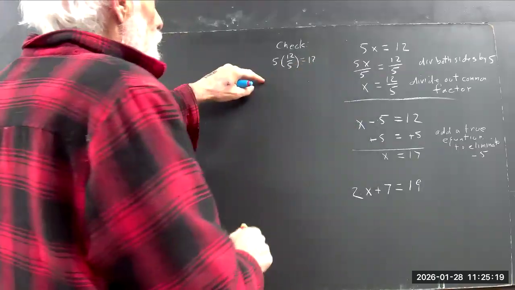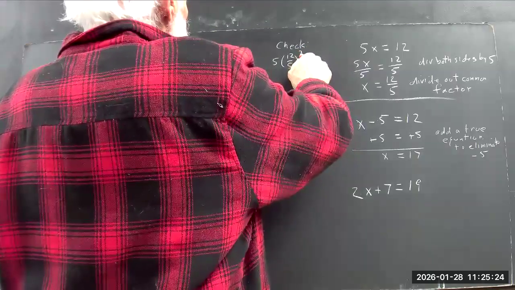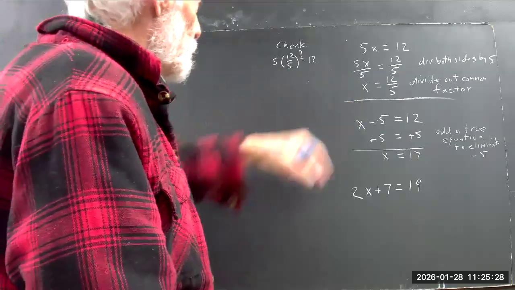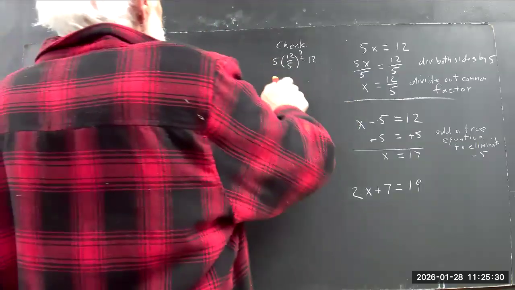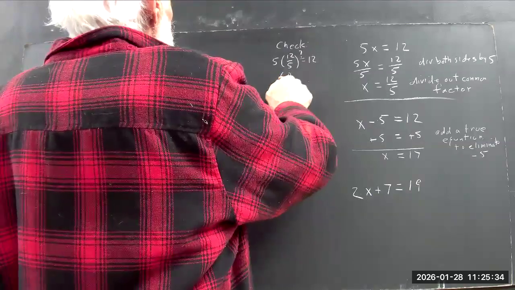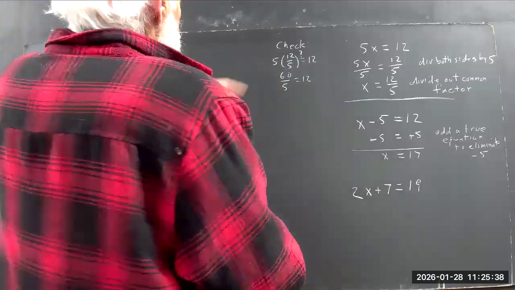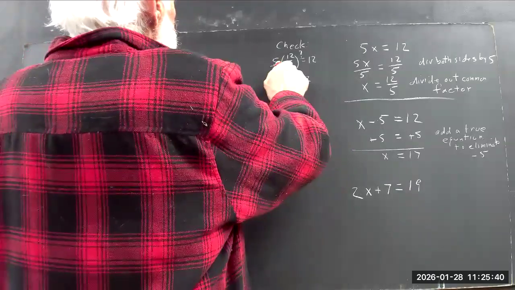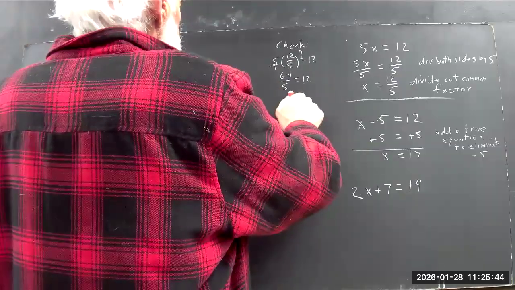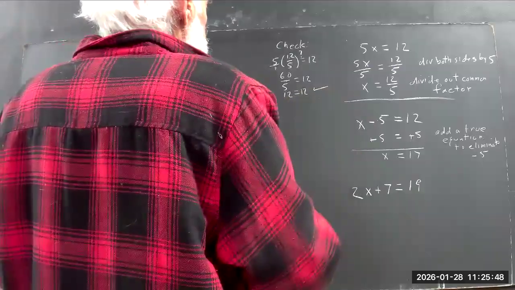Okay, I write 5 times 12 fifths equals 12 with a question mark. And I like to put the question mark over the equal sign. Is it equal? Well, this is 60 over 5 equals 12 because we multiply 5 over 1 by 12 over 5. So we get that, and this is 12 equals 12, and we check it off.